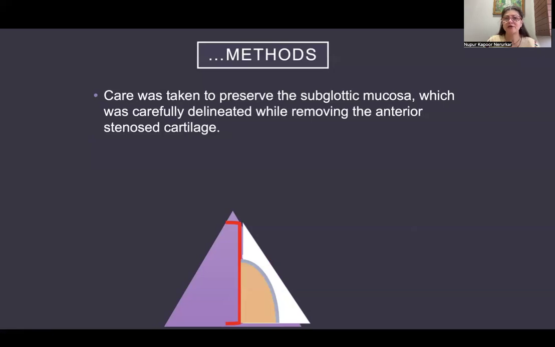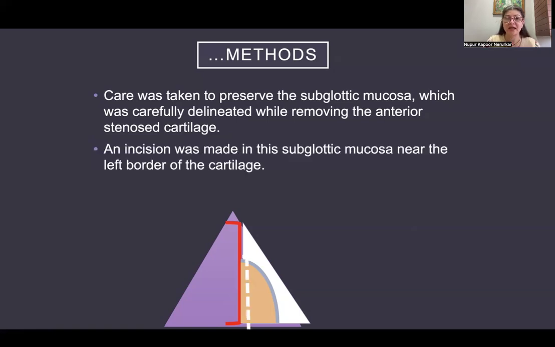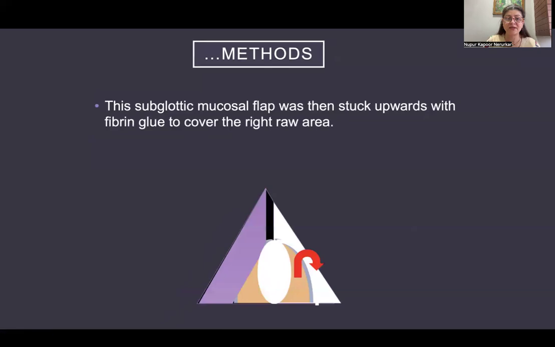Care has to always be taken to preserve the subglottic mucosa, which is carefully delineated while removing the anterior stenosed cartilage. And then an incision is made in the subglottic mucosa near the left border of the cartilage. So here we are using not two flaps in terms of thickness, but the left flap is going to actually be the mucosa found in the subglottis. The subglottic mucosal flap is then stuck upwards with fibrin glue because we find it more technically challenging here to cover it.